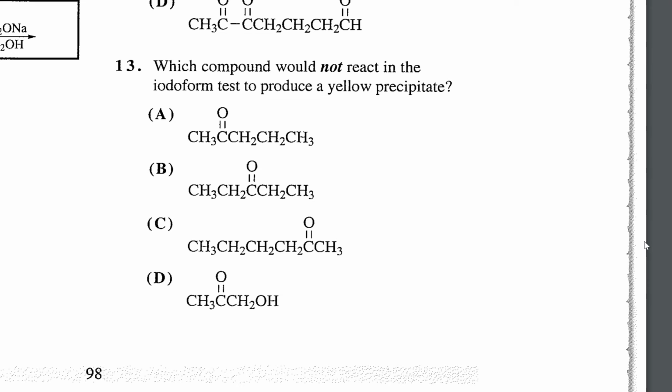So which of these is not a methyl ketone? B, right. It's got ethyl groups only. All the other 3 here have CH3s as methyl groups. So A, C, and D are all methyl ketones, so they would undergo this reaction, but the ethyl one would not.